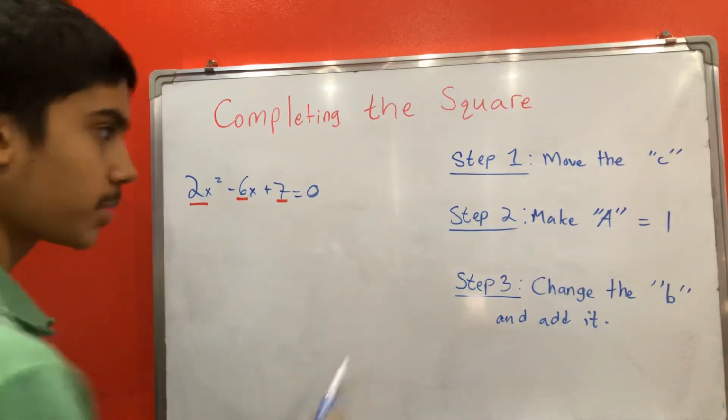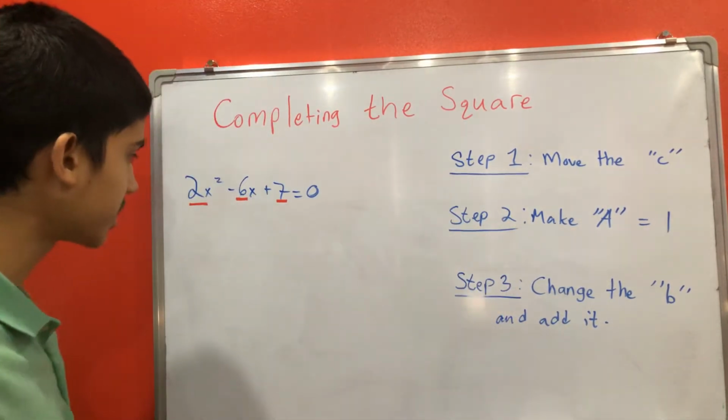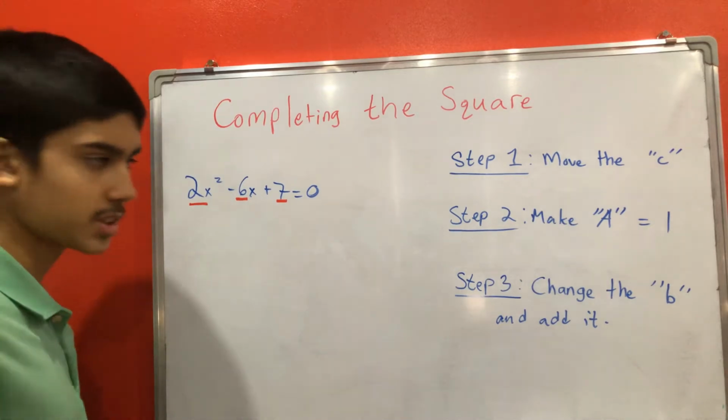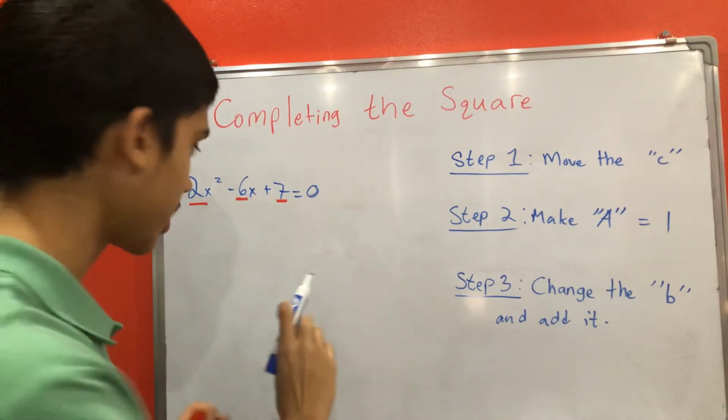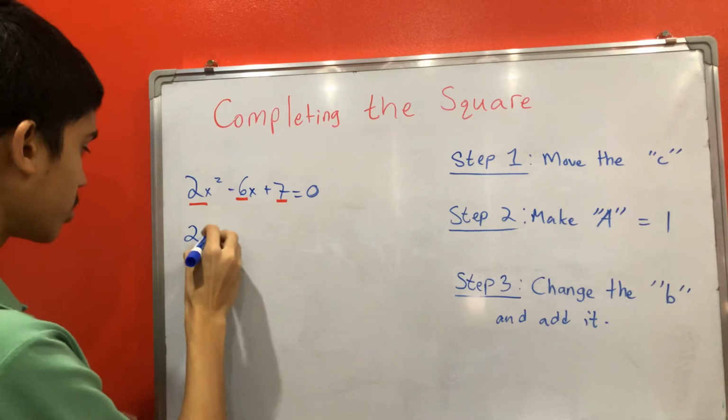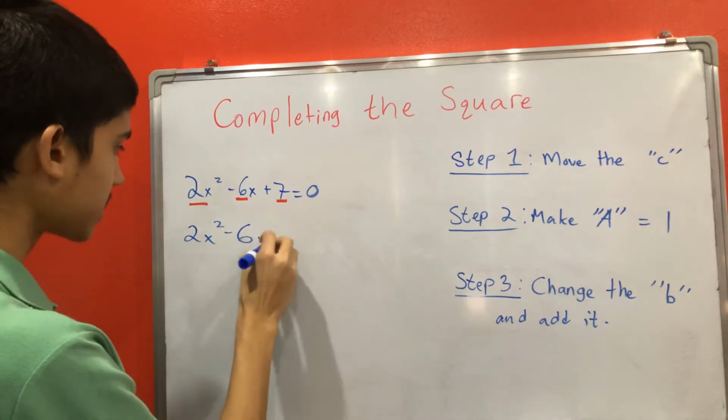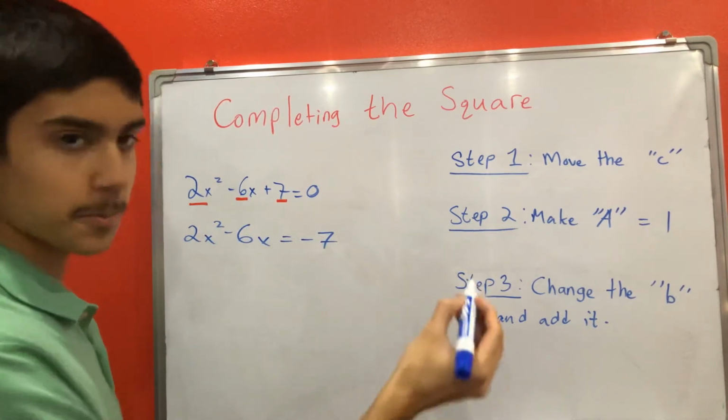So the first step in completing the square is to move the c. We know our c term is 7, so we're just going to move it to the other side. And so when we do that, it's going to be 2x squared minus 6x equals negative 7, right?